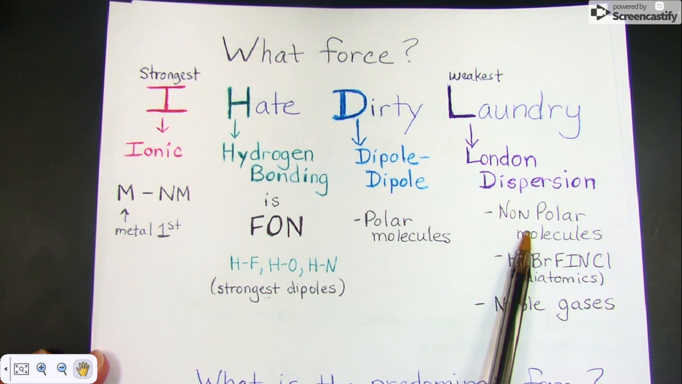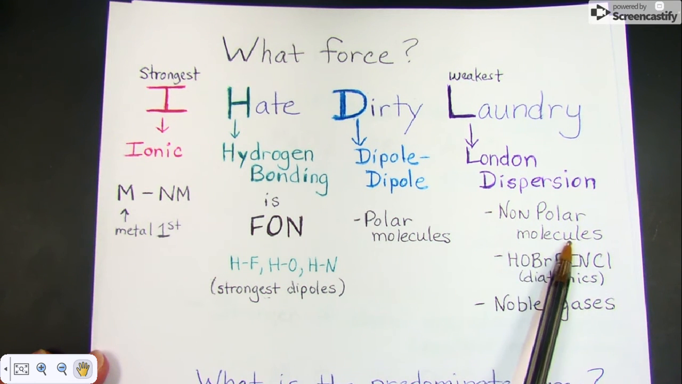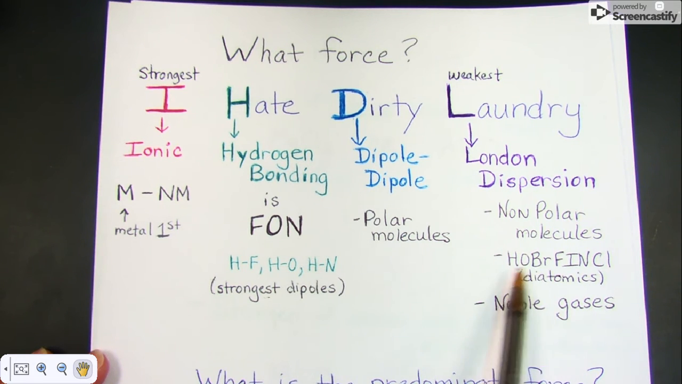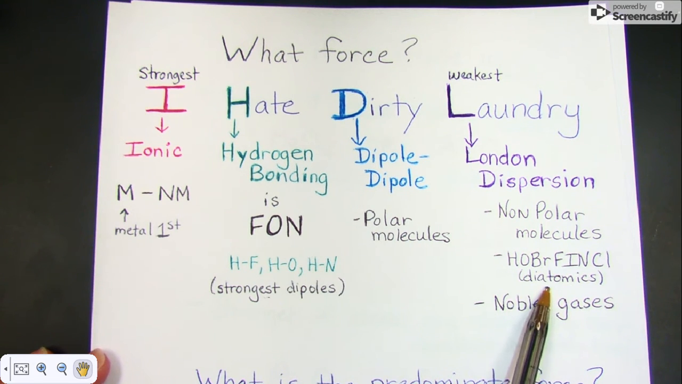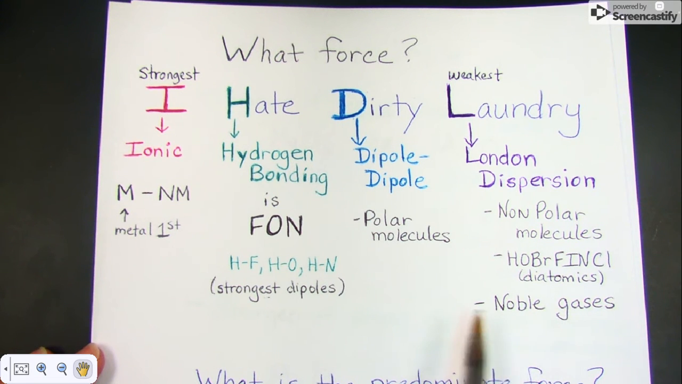Non-polar means everything is symmetric and cancels each other out. It's like playing tug of war with the same person. You're not going to go anywhere. No pole. Your Hoberfinkels, or your diatomics, or your Brinkelhoffs if you're in Miss Ward's class, Hoberfinkels. And then your noble gases will also have London dispersion. So those are your weakest forces.